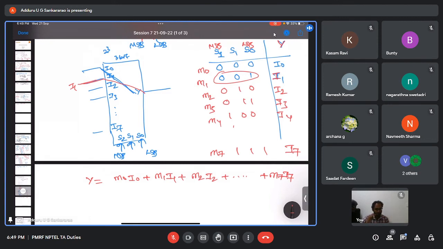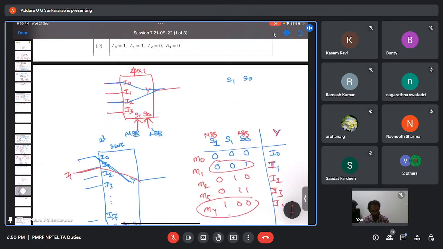At any instant of time, only one of the min terms will be active, based on the inputs. Let us say I give S2 as 1, S1 as 0, S0 as 0. Which min term is that? Min term 4. That means only M4 is 1 and all other min terms are 0. So the output is M4, which is 1, into I4, and all other terms are 0, so the output is I4. This is how a multiplexer works.